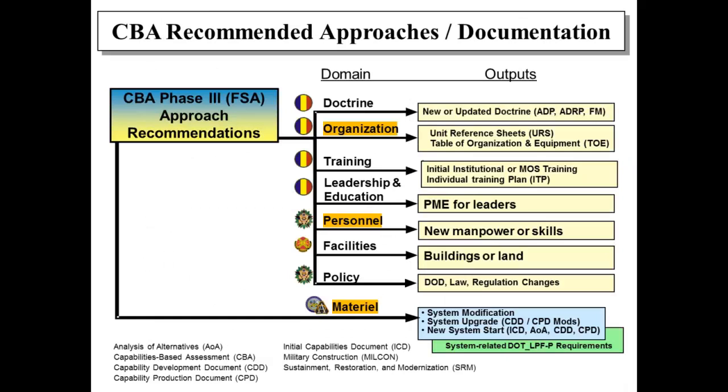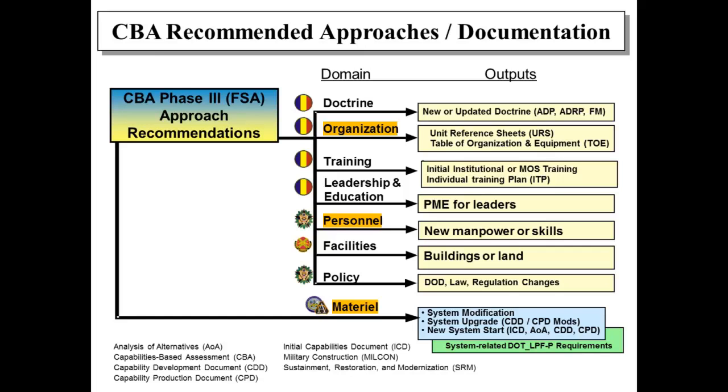All right, so here are some of the CBA recommended approaches. So again, using the DOTMLPF domains there on the left, you can see some of the outputs. So for doctrine, it may be new or updated doctrine. For organization, it may result in a unit reference sheet, which basically says, hey, we need a new unit to be able to meet this capability gap. So the URS is the first step in reaching that eventual MTOE. So it goes to the URS and then to a force development update, to a TOW, and then to an MTOE. We'll talk more about that in 103 Alpha.